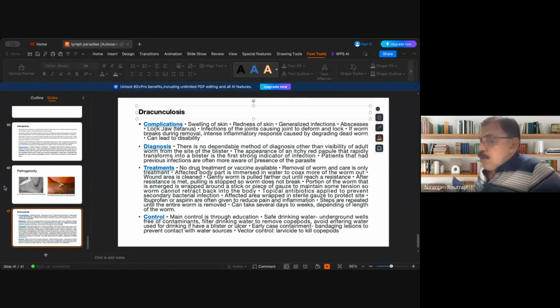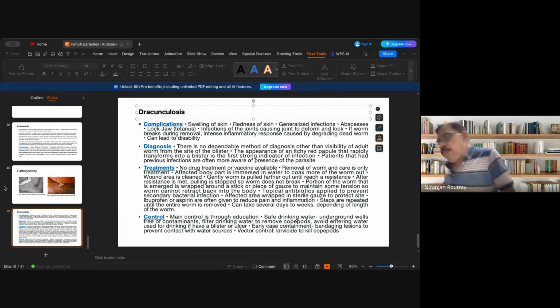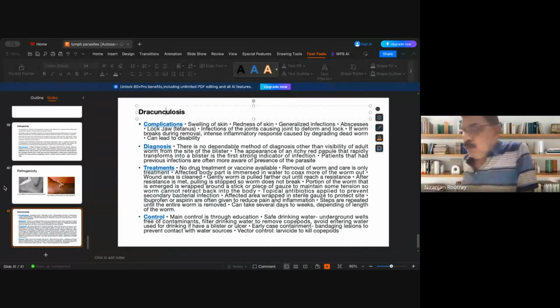So the horse is a dead end, the human being is a dead end. It is only transmitted from the natural reservoir, which is birds, and they can infect other animals. If it comes to the horse, it becomes a dead end. Horses infected with Japanese encephalitis are usually asymptomatic, but severe cases may result in brain infection, that means encephalitis, inflammation of the brain.